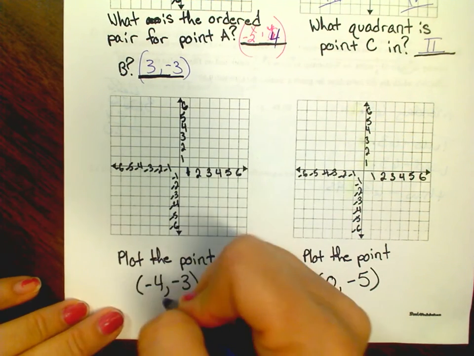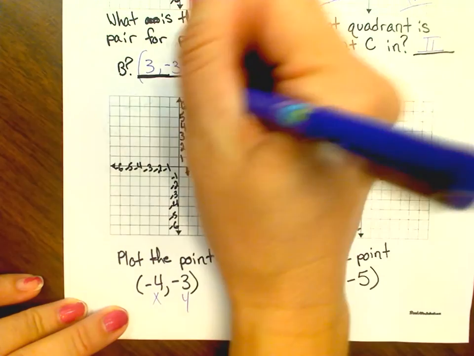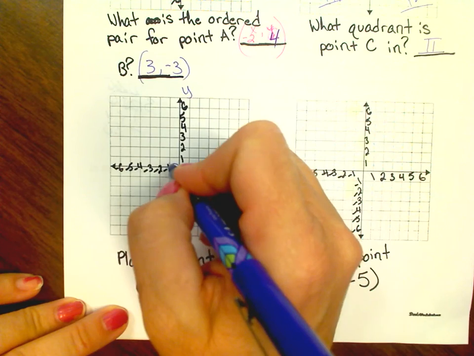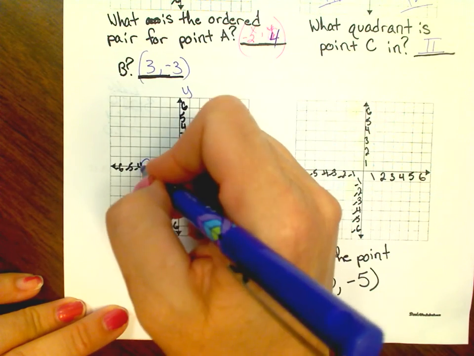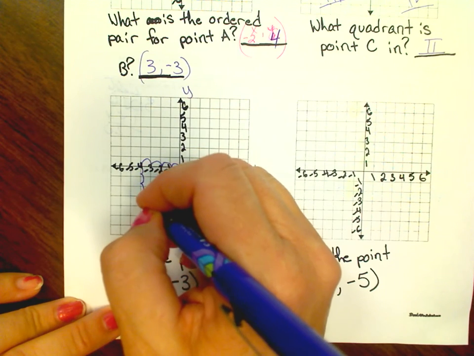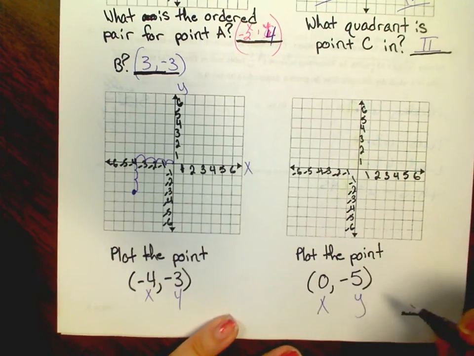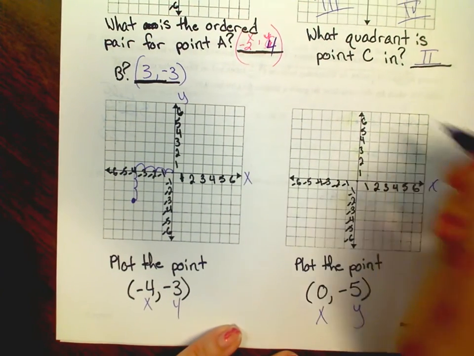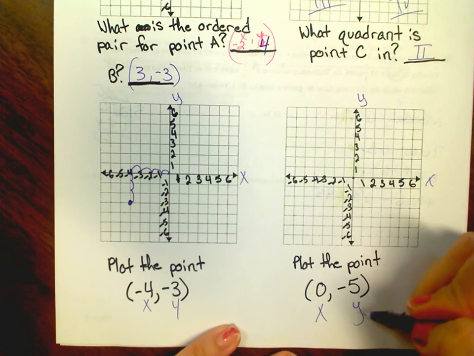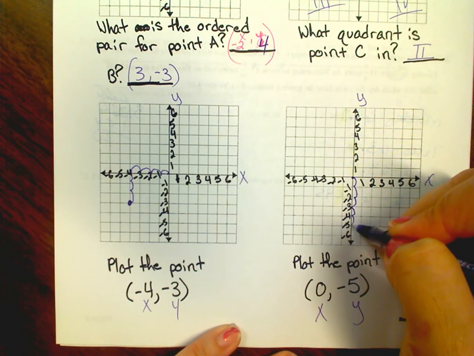Plot the point, negative 4. This is your X, this is your Y. This is my X, this is my Y. So X's go first. We're going to go 1, 2, 3, 4. And then down to negative 3. 1, 2, 3. Again, X, Y, X, Y. So on your X, you stay at 0. And then you're going to go down 5 on your y. 1, 2, 3, 4, 5.